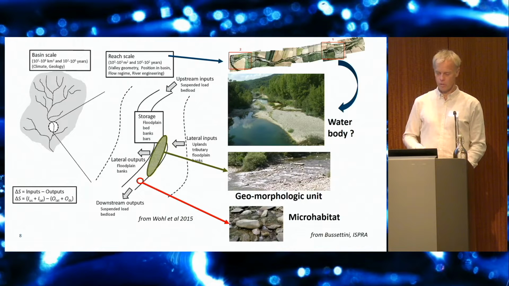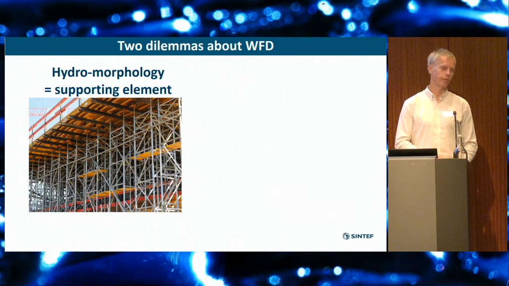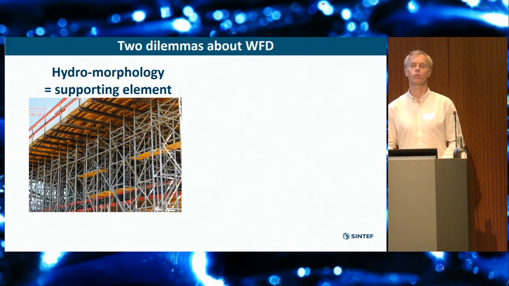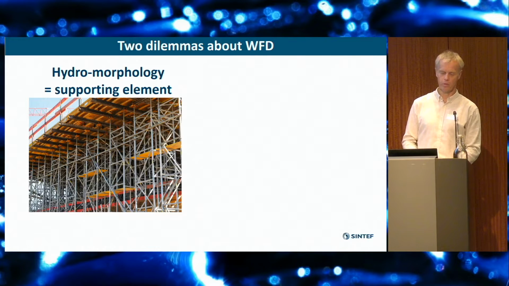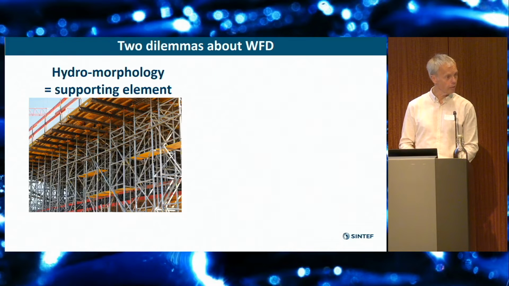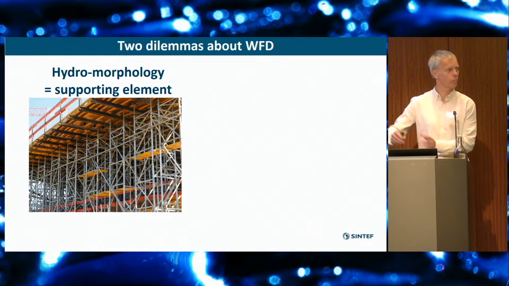Then I'd like to stress, seen from my side at least, two dilemmas about the Water Framework Directive. The hydromorphology is called the supporting element in the Water Framework Directive to maintain or to get a good ecology or good ecological potential. Well, I think this illustrates it: it's a bridge and all the things under it are supporting it. What if you take that away? Will there still be a bridge? No, there will be nothing. So I think we are misinterpreting the hydromorphology if we call that a supporting element, just something on the side.